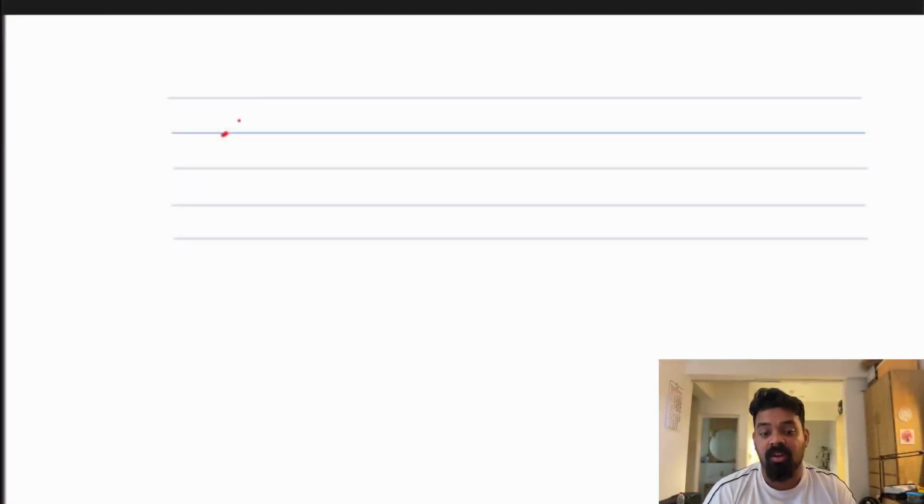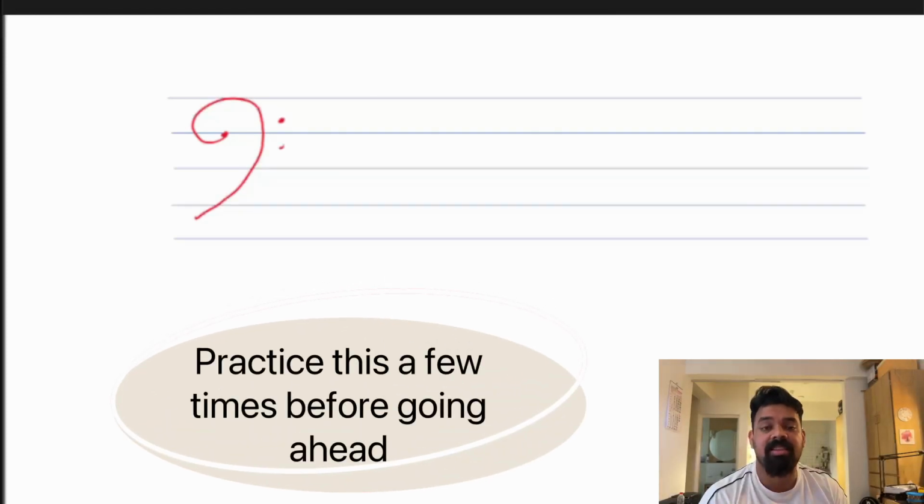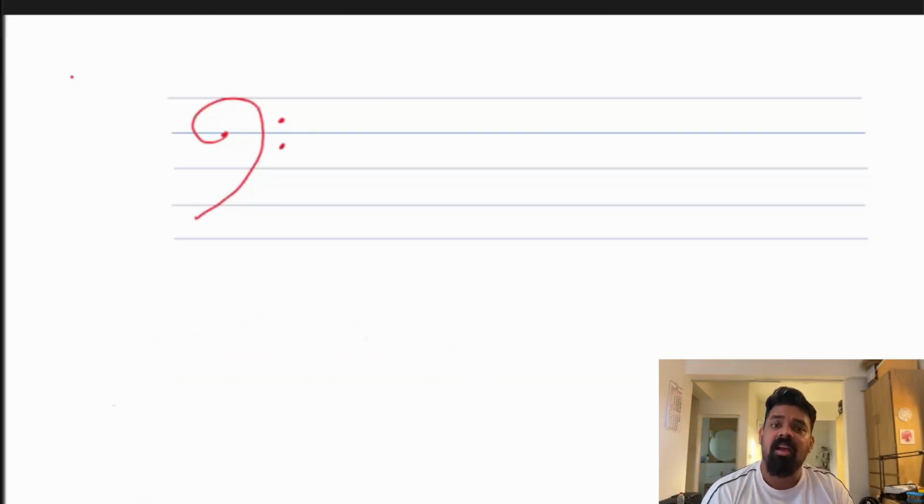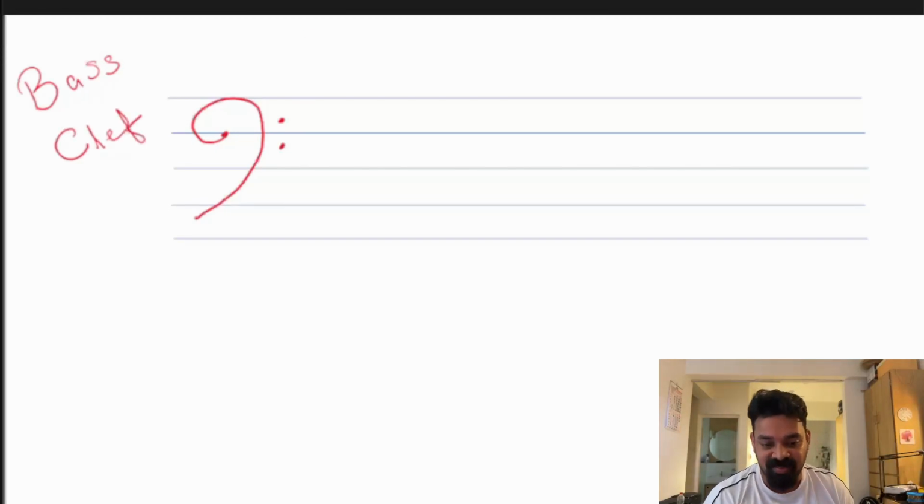To draw the bass clef, first we make a dot on the fourth line. Then we take a curve up to the fifth line and we bend it down, coming to the space between the first and the second line. And then above and below the fourth line, we make two dots. This makes our bass clef. The bass clef is also called the F clef. We will come to know why.